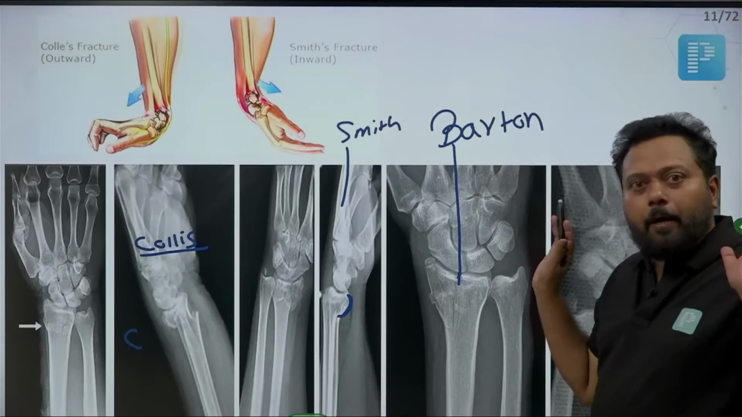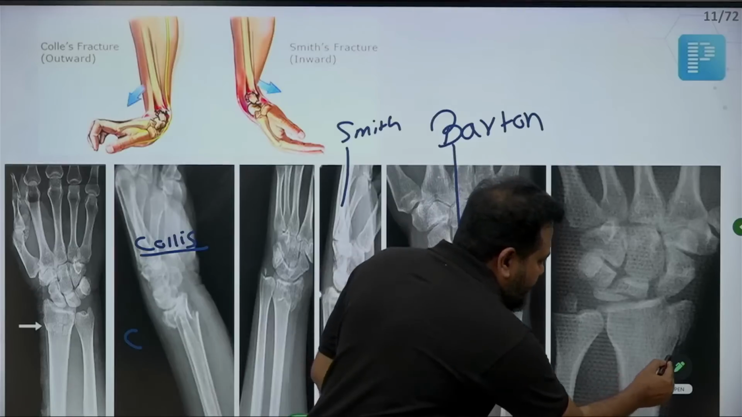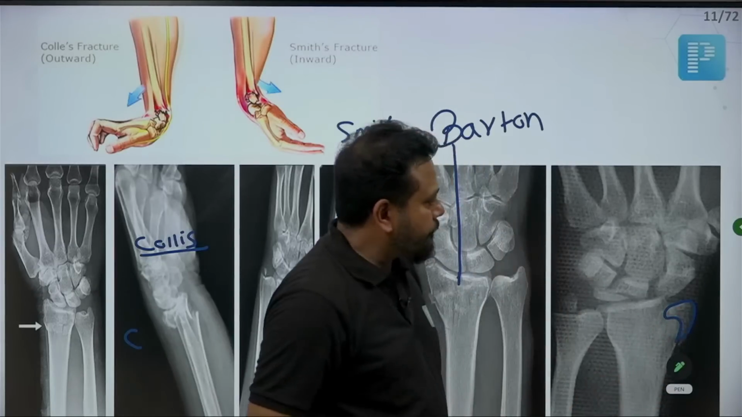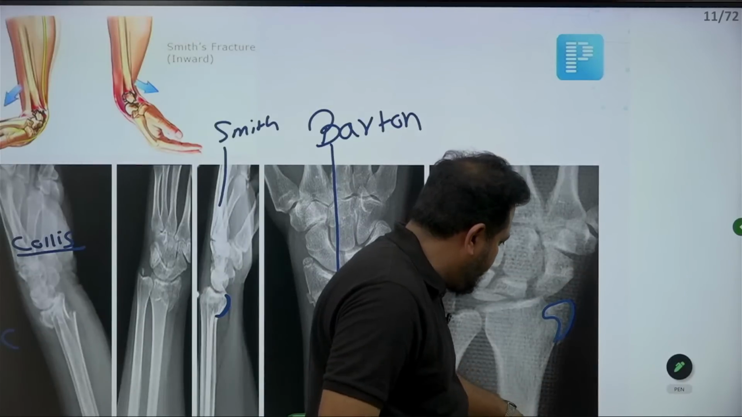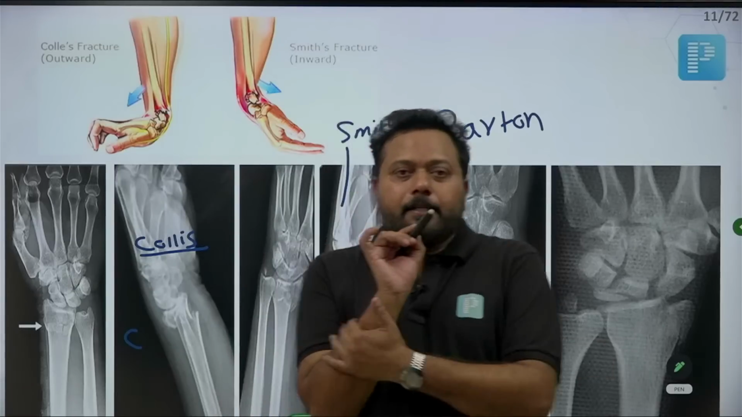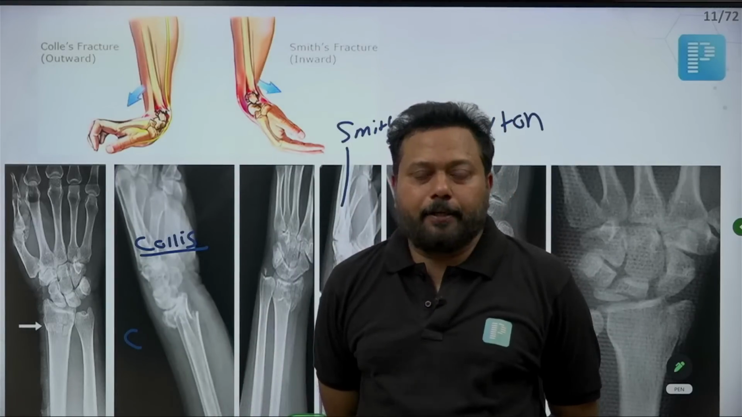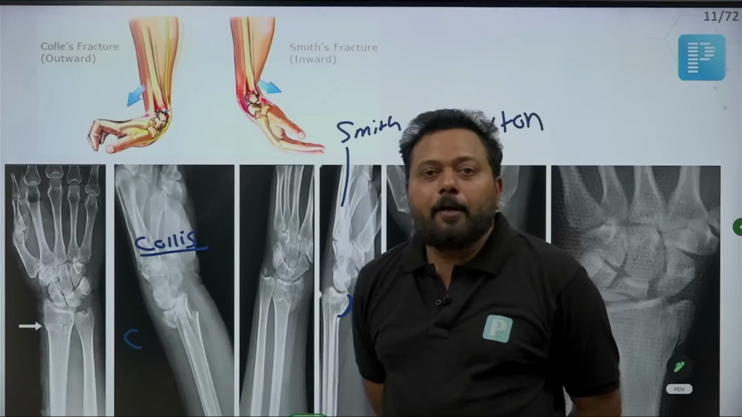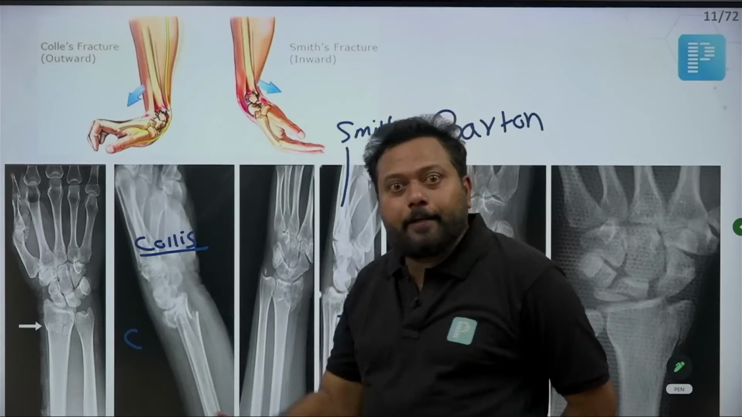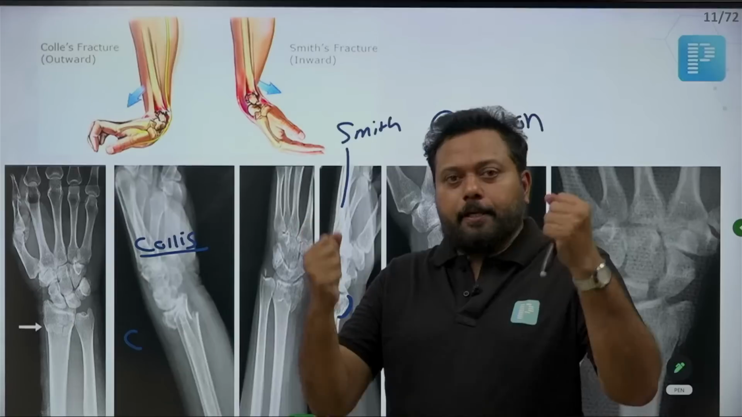And last but not the least, you are able to see a fracture here, and the fracture involves only the radial styloid. That is called a radial styloid fracture, otherwise called Schaffer fracture. We all know why this name, Schaffer. Very simple, right? Schaffer, you know who is a Schaffer? Schaffer is a driver.